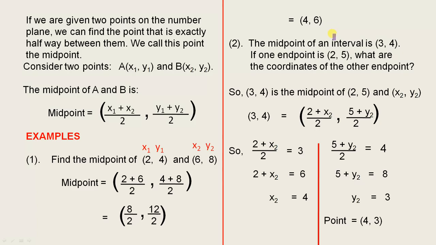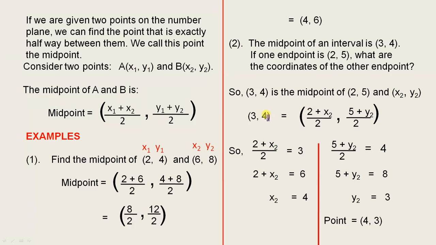This one is a little bit different. The midpoint of an interval is 3, 4, so we're given the midpoint. If one endpoint is 2, 5, what are the coordinates of the other endpoint? So we're given that 3, 4 is the midpoint of 2, 5 and x2, y2.